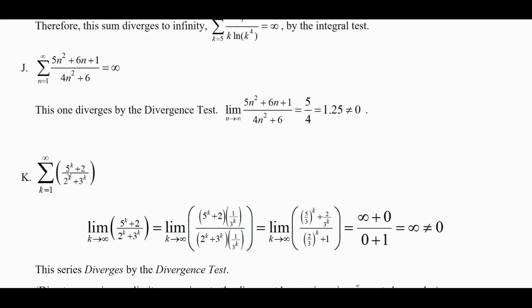The next one, 5 to the k plus 2 over 2 to the k plus 3 to the k. All right, so I'm going to take the limit as k goes to infinity.